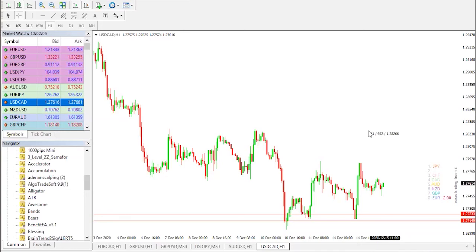So that's our analysis on today's currency pair, the United States dollar to the Canadian dollar.